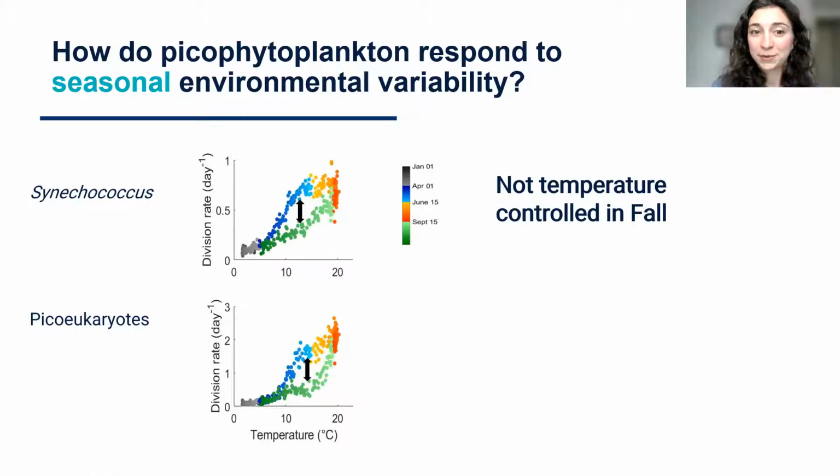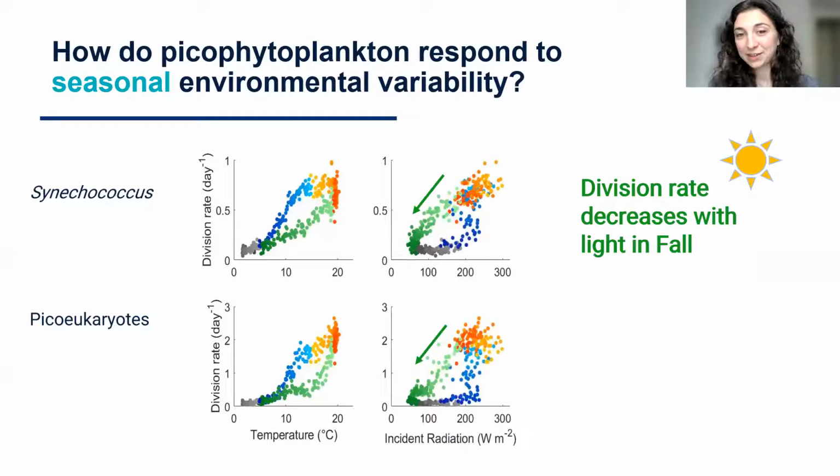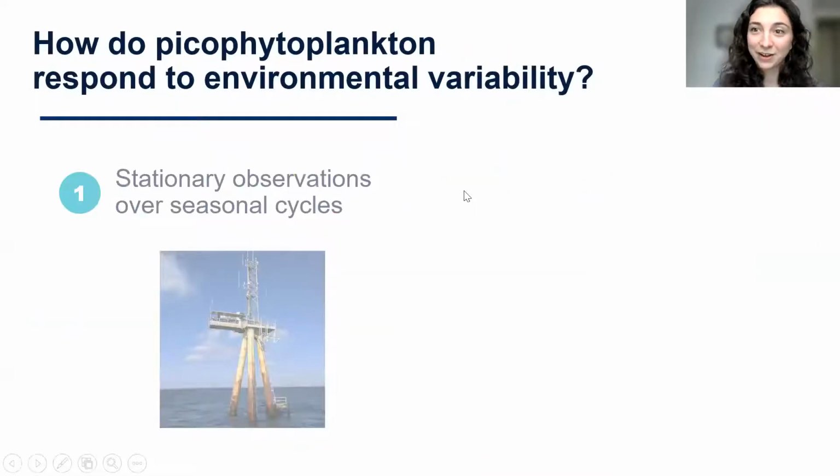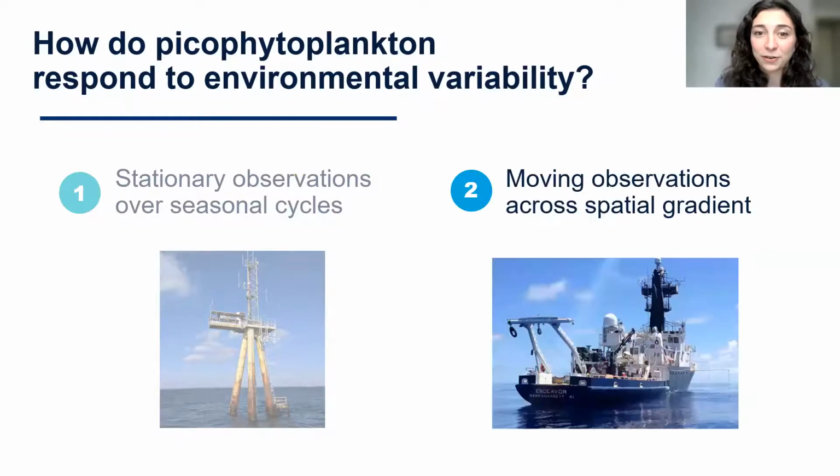So if we look at the relationship between division rate and sunlight, we can see there's a nice linear relationship between the two, whereas the sunlight is dwindling in the fall, division rates are again decreasing. So again, this is suggestive that light is limiting growth at that time. All right, so those are our hypotheses that we formed from the stationary observations. And now we're going to move on and see if that's representative of the picophytoplankton populations offshore.